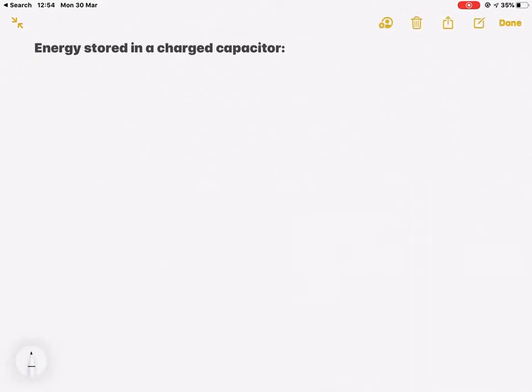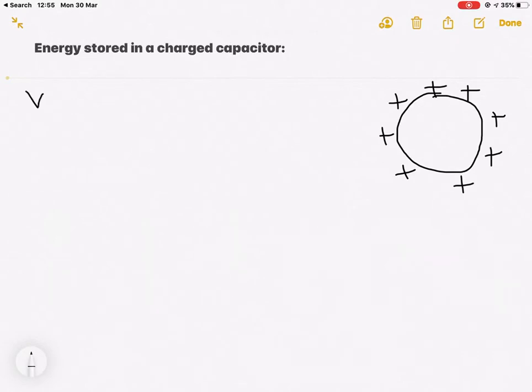We will take the same example. Let us take a sphere which is given some positive charge, and this sphere will attain a potential V. So the potential attained by this sphere is equal to charge by capacitance.